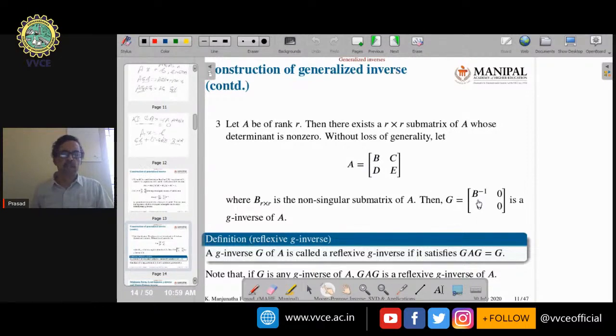And the reflexive generalized inverse, the word reflexive appears here. So G is a generalized inverse of A, and if A happens to be a generalized inverse of G, then we call it a reflexive generalized inverse of A.